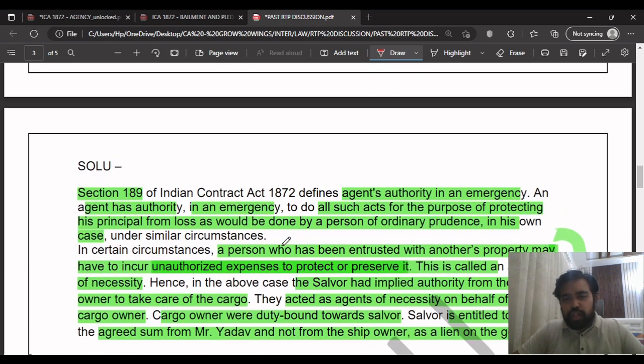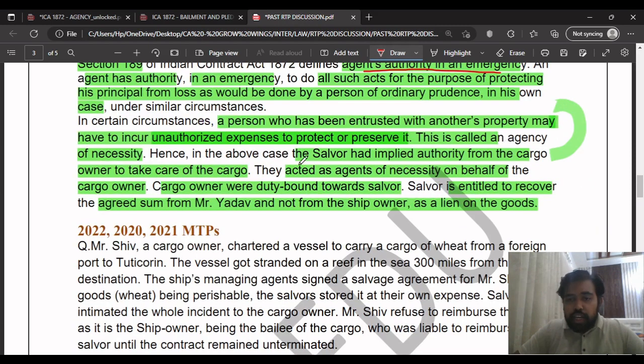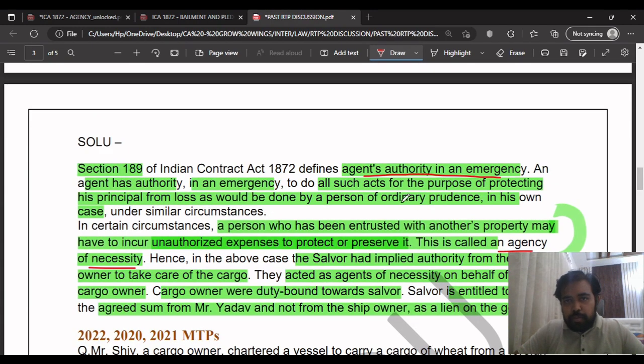If you read it at least two or three times, you'll be able to understand, because it is just a very simple concept. Agency in case of emergency, and agency in case of necessity. These two points, if you remember what they mean, you can straight away write the provision. Then later on you can write the facts of the case on your own based upon an analysis of the question. Then you can write the conclusion.